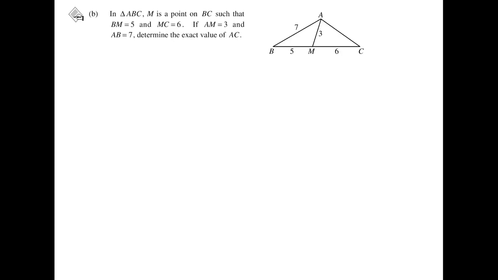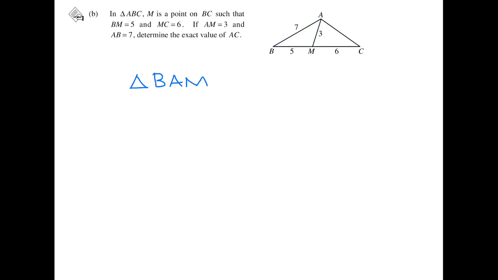Okay, so first let's look at triangle BAM. And in BAM, you will notice that we are given all the sides. So that's going to help us figure out an angle. And the angle I'm going to figure out is that angle right there, angle B, using this law of cosines.